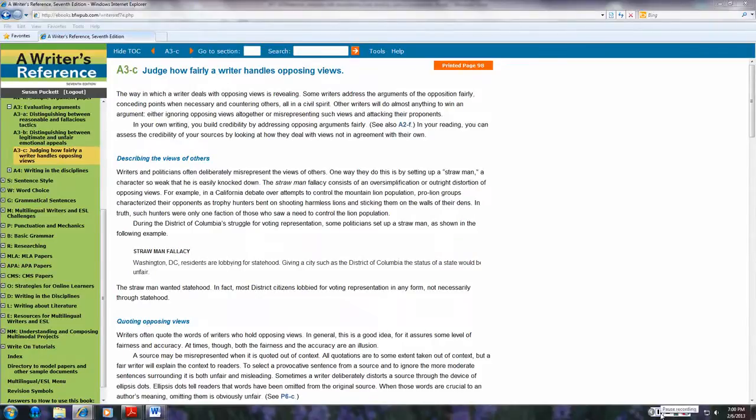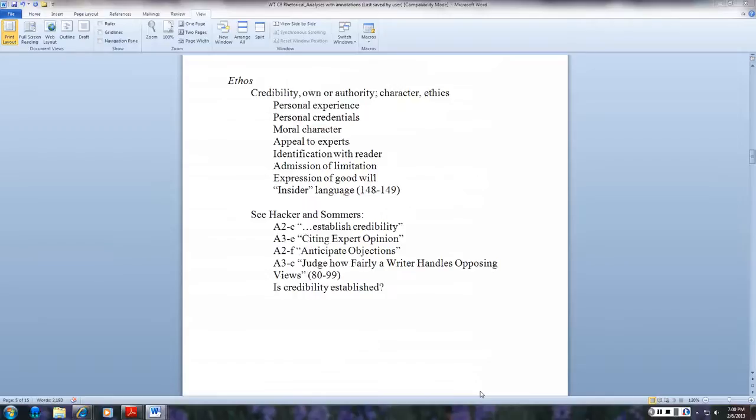The next appeal is ethos, credibility, our own or that of an authority. It's sometimes referred to as character and ethics. Your textbook talks about a variety of ethical appeals or appeals to credibility that are legitimate, and Hacker and Summers addresses those as well, some we have already looked at. Let's look at the Writing Today text.